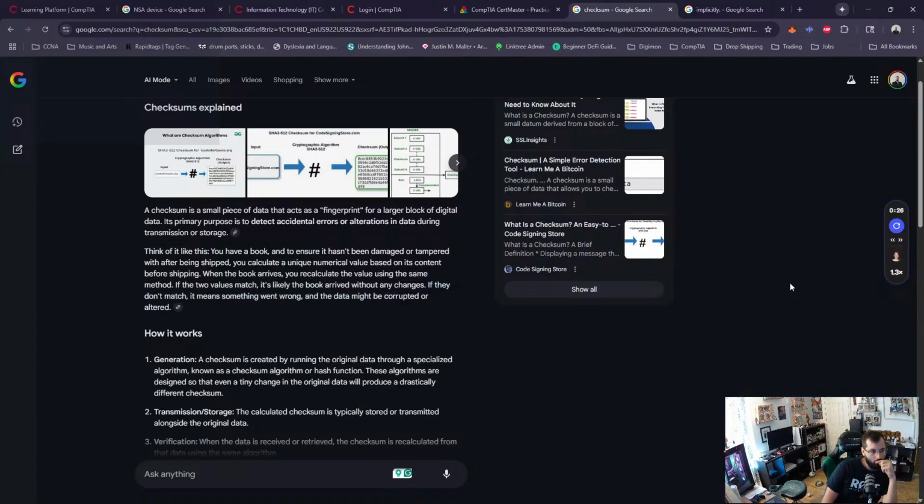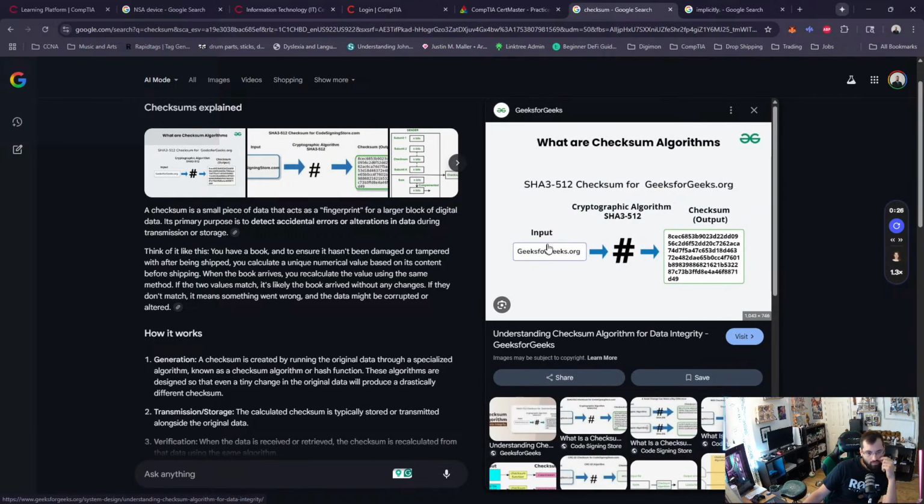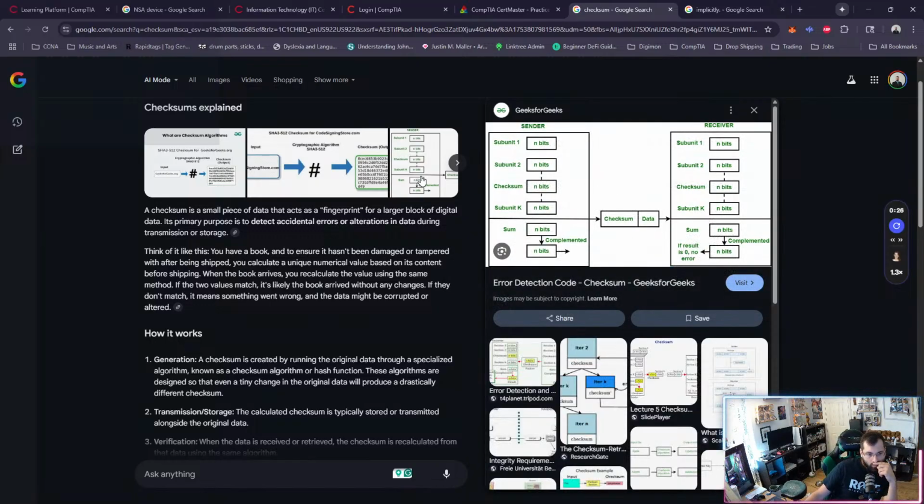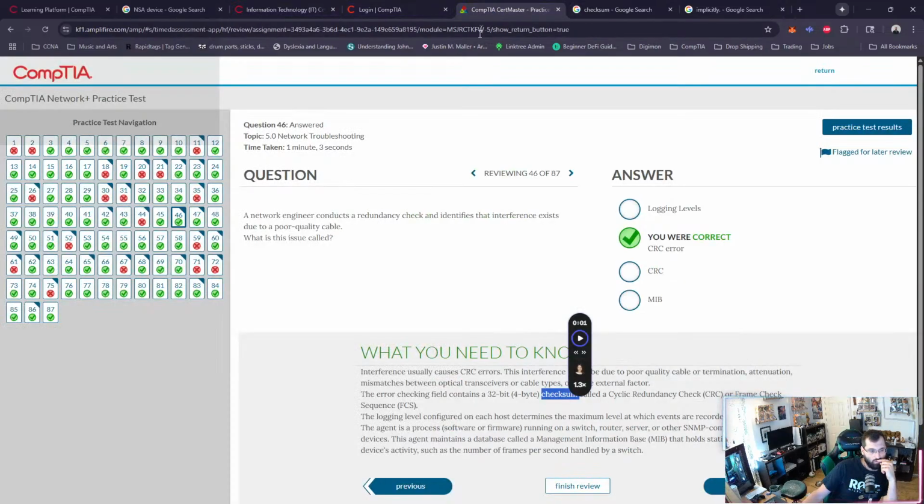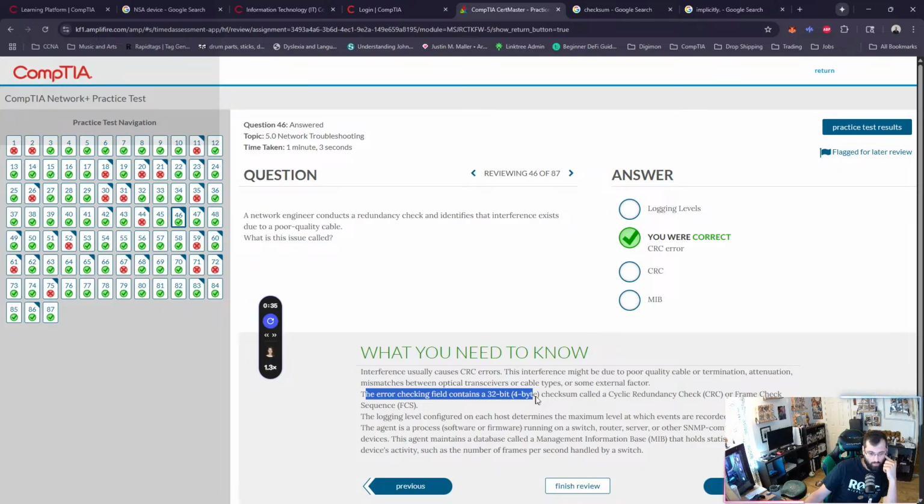Okay. That makes sense. Input, cryptographic algorithm, checksum output. Interesting. So just make sure that things stay and keep their quality. So CRC is cyclic redundancy check or frame check sequence, which is FCS. The error checking field contains a 32-bit 4-byte checksum. So this is a checksum.